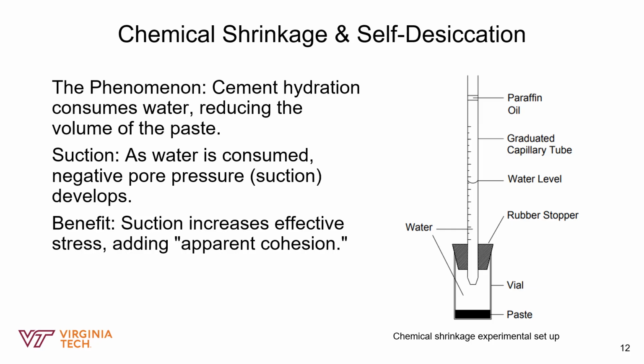So if you look at the diagram on the right, this is the experiment we use to measure the chemical shrinkage of materials. We place the paste in a sealed vial at the bottom, and we fill the rest with water, and we put a thin capillary tube on top. As the cement hydrates, it sucks water down from the tube, and we can watch the water level drop day by day.